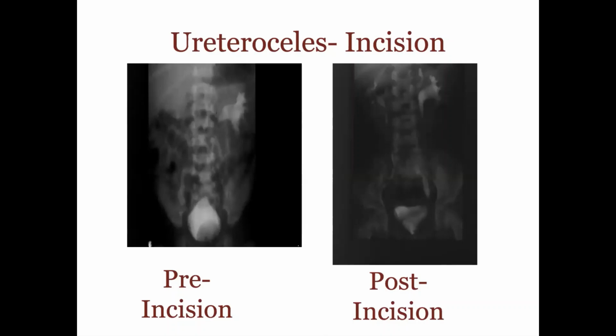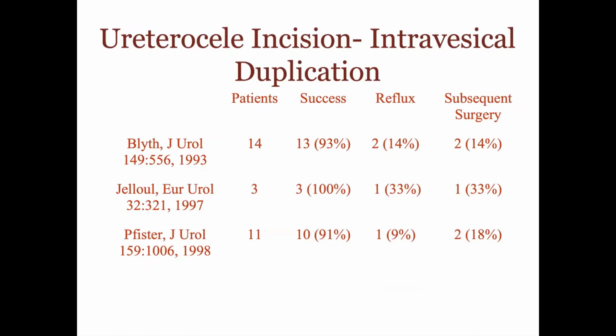Next slide. So what happens when you incise a ureterocele that's intravesical? Again, the decompression is typically very successful. You get an ultrasound a month or two later, and the hydronephrosis is markedly decreased. At some point down the line, you're going to get a cystogram to see if there's reflux into the upper pole moiety. And in those situations, it's probably a little bit less likely that that reflux is going to go away.